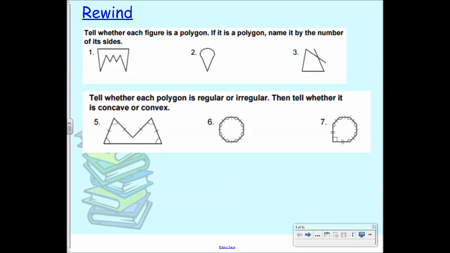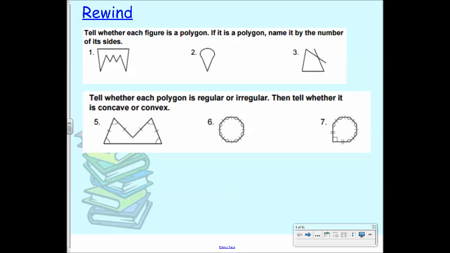All right, so everybody go ahead and take a look at the rewind problems. Hopefully you did them on the boards and you remembered the characteristics of polygons that we talked about yesterday. So going through numbers 1, 2, and 3, tell whether each figure is a polygon. Number 1, would this be a polygon?